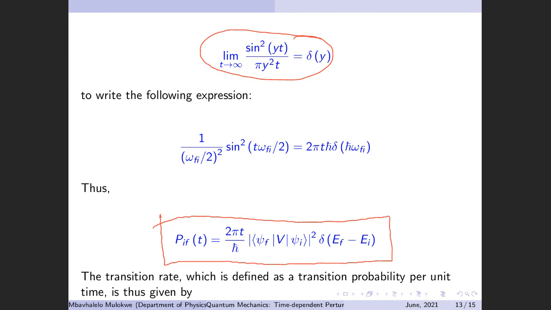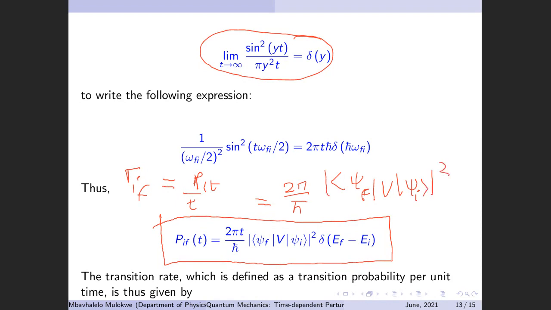And then you might also be interested in the probability per unit time, which is the quantity called transition rate. So that is per unit time, so you have to divide the probability by the time. Once you do that, you get 2 pi over h bar, psi final V psi initial, squared, and then you're left with the Dirac delta. You just divide by the t there, so it goes away. Once you divide by the t, this is what I'm calling the transition rate.